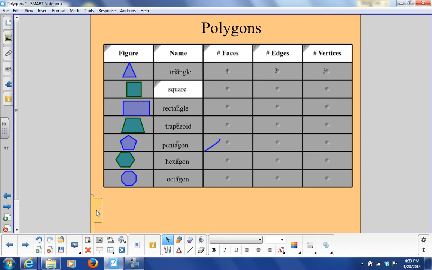Alright, so fill out the rest of this chart on your board. I want to know how many faces the square has, how many edges the square has, how many vertices the square has. Do the same thing for rectangle, trapezoid, pentagon, hexagon, and octagon. And I'll take a look at that tomorrow.